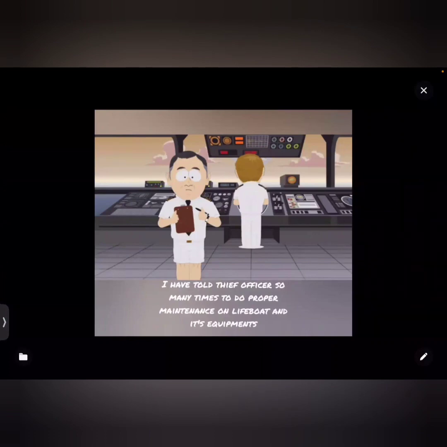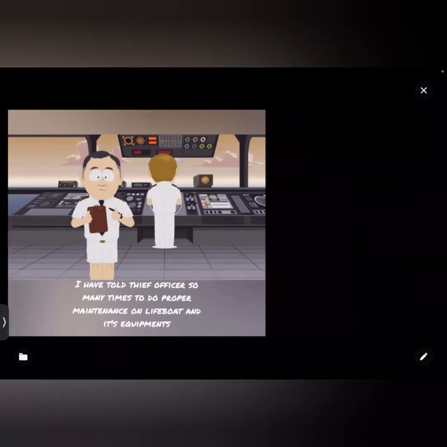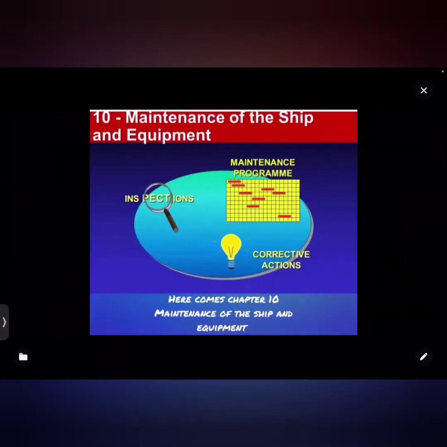Then the captain is angry. He tells the cadet, I have told the third officer so many times to do the proper maintenance on the lifeboat and its equipment, but he doesn't listen to me. And here comes your chapter 10, maintenance of ship and equipment.